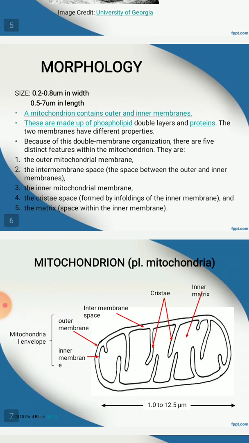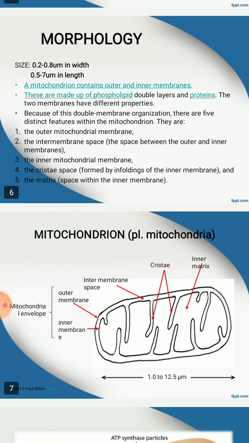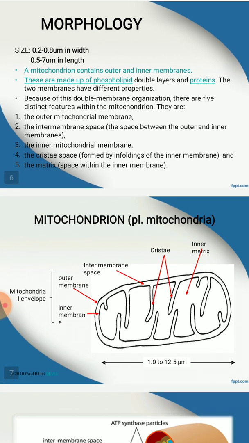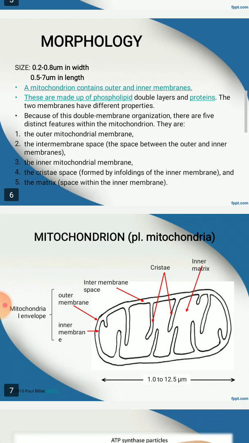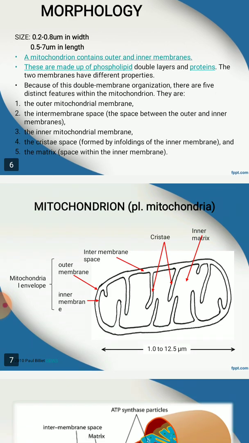Morphology. Morph means shape and logy means study. Size is 0.2 to 0.8 micrometer in width or 0.5 to 7 micrometer in length. A mitochondrion contains an outer and an inner membrane. These are made up of phospholipid double layers and proteins. The two membranes have different properties.